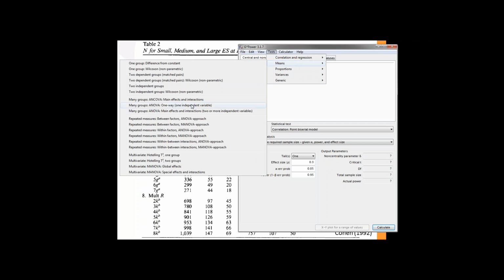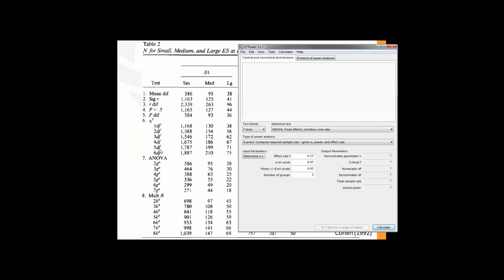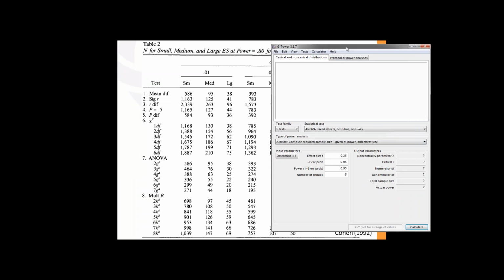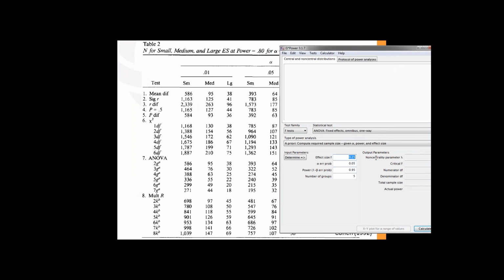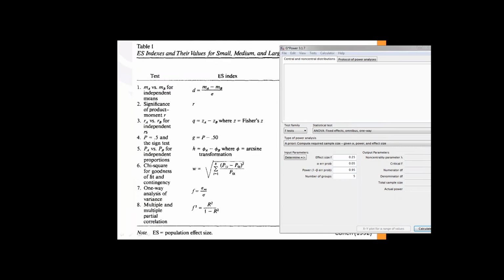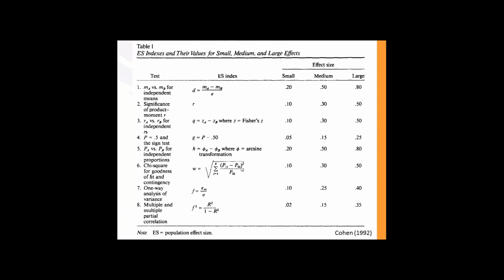But just for the sake of demonstration, I'm going to do ANOVA one way, which is what this is here, number 7. Basically, I already know that a medium effect size of 0.25 is what we use, right? So you look at, well, let me move this out of the way. You look at, let's see, where is one-way analysis of variance? Here we are, number 7. Medium effect size is 0.25.